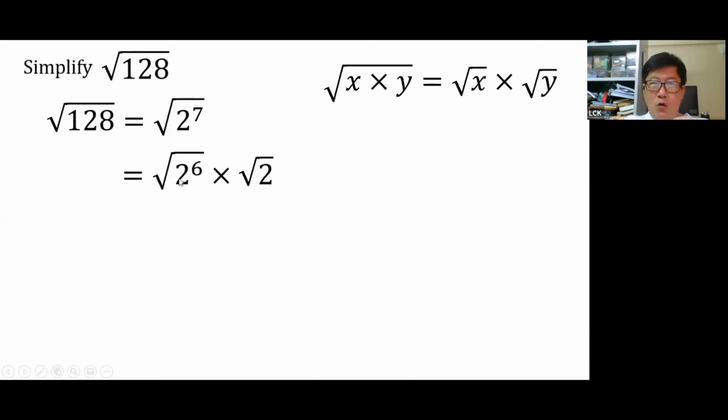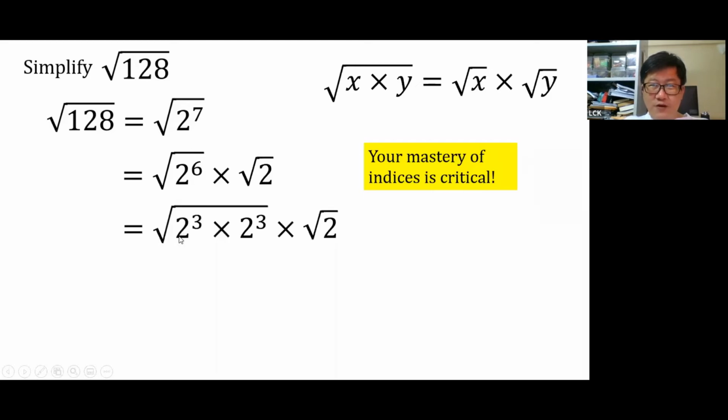When you have 2 to the power of 6, break it down further. Your mastery of indices is absolutely critical. So your 2 to the power of 6 is simply 2 to the power of 3 times 2 to the power of 3, which means when we square root this, we simply get 2 to the power of 3 times square root 2. And that's our final answer, 8 square root 2. Where does 8 come from? 8 comes from 2 to the power of 3. 8 comes directly from here. So that's how you do simplification questions.